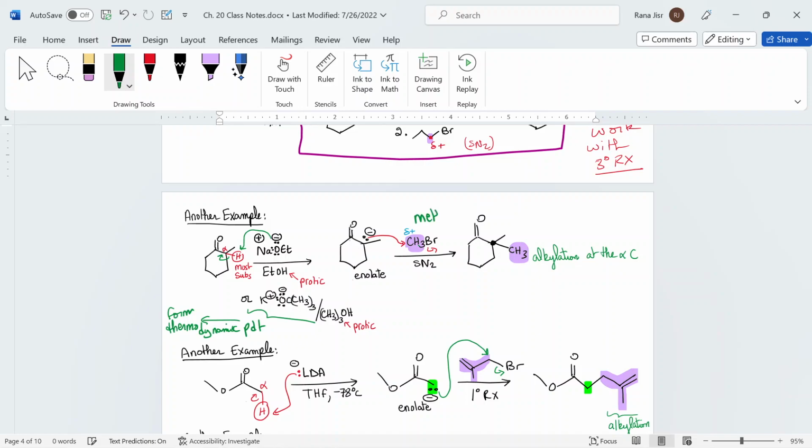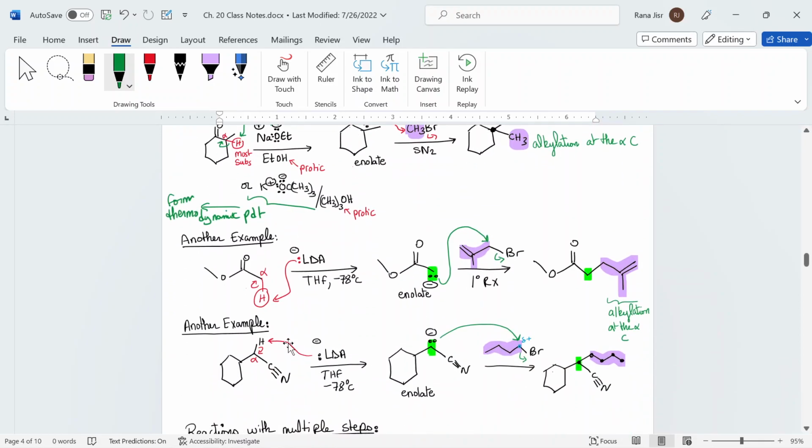This one is a methyl halide, so the reaction can easily work. And here, all you did is you added an R group on the alpha carbon, and the R group is the CH3. Another example there, LDA.